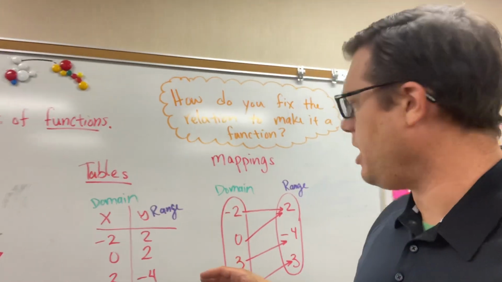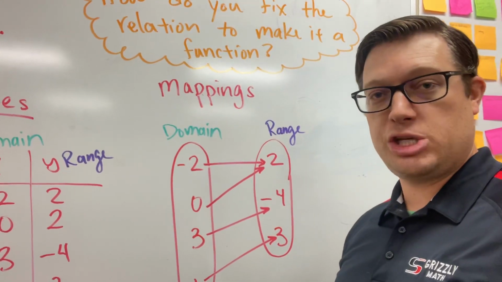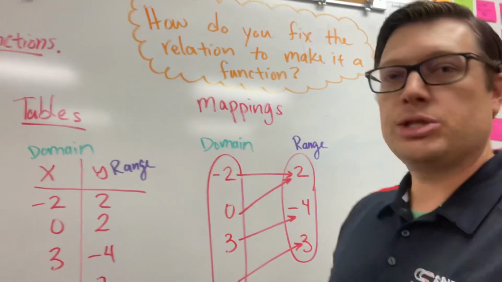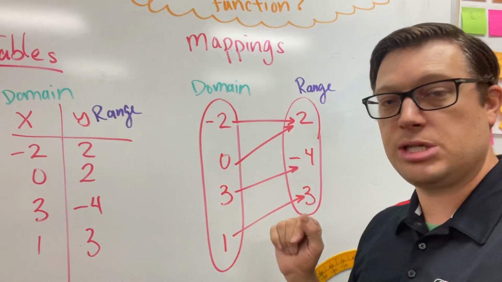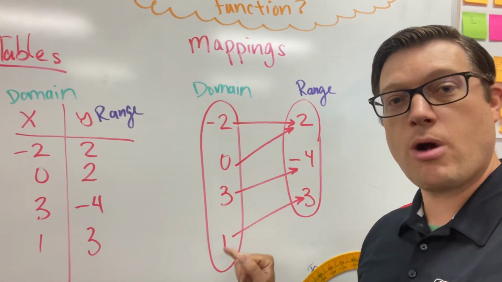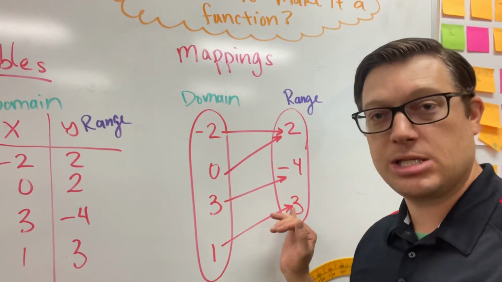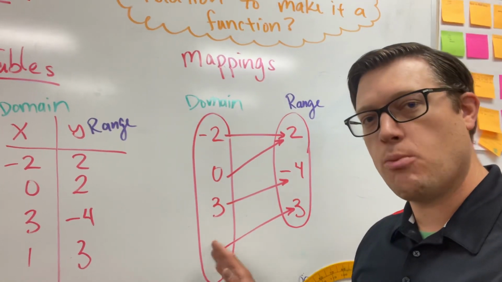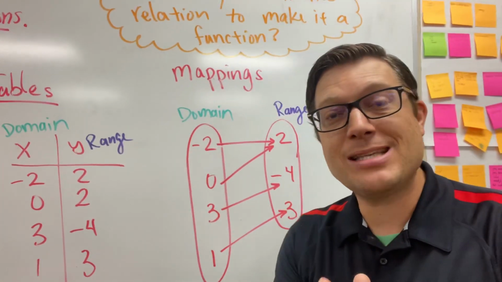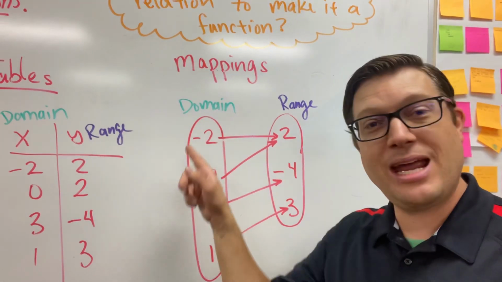Could be multiple times. And of course, I didn't want to leave out the circular representation of a function, a mapping. So you see here, -2 goes to 2, 0 goes to 2, 3 goes to -4, 1 goes to 3. It's mapped, I should say mapped instead. 1 is mapped to 3. If you're GPSing this, you're following the route from 1 to 3. But the thing that makes this a function is that we don't double up any of these domain numbers.